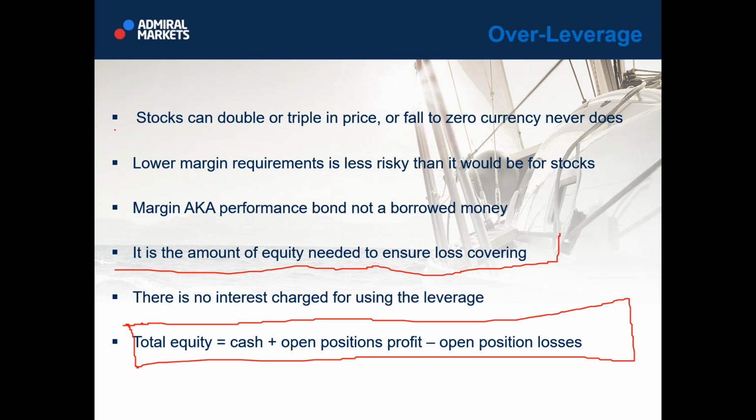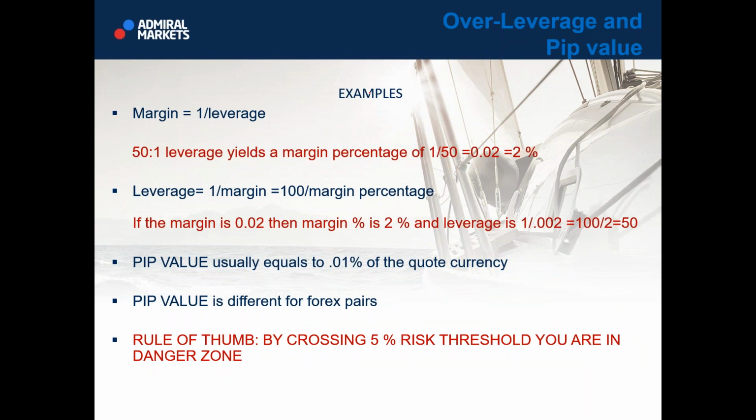Okay? The margin requirement can be met not only with money, but also with profitable positions. Total equity in your account is the total amount of cash plus open position profit minus open position losses. For example, margin equals 1 divided by leverage. 50-to-1 leverage yields a margin percentage of 1 divided by 50, which is 0.02, or 2%. Okay? Pay attention to this.